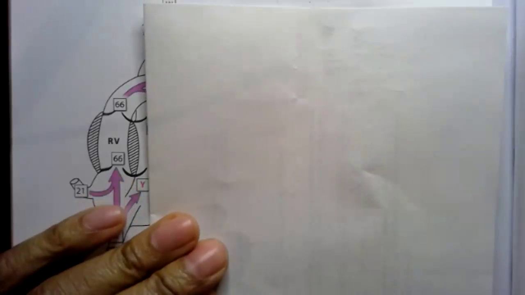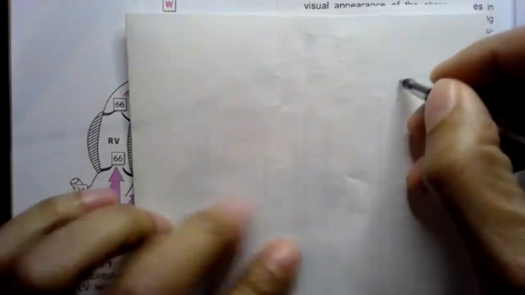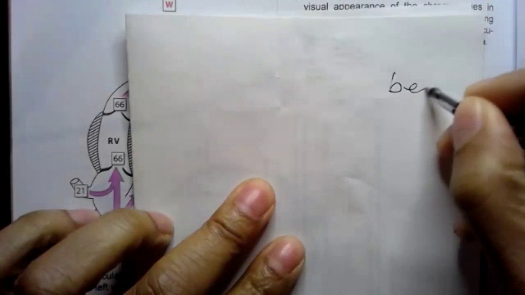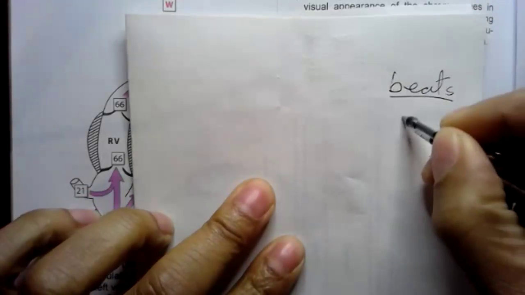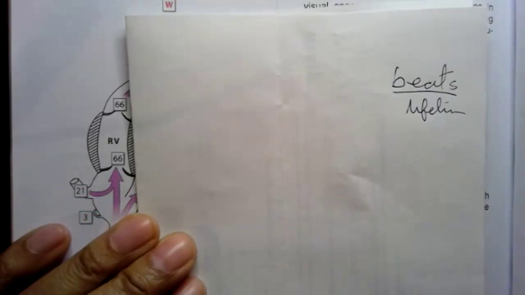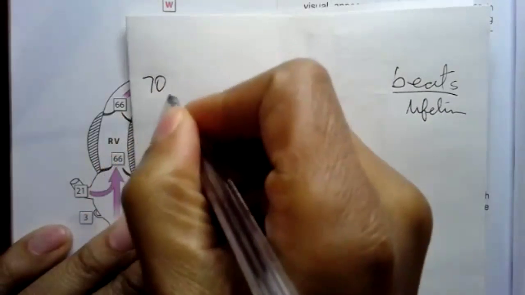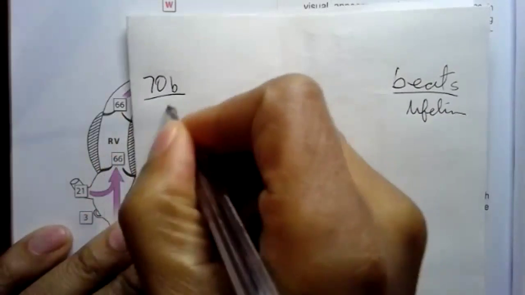So what we're looking for is beats in a lifetime. And so we're going to set up a calculation to get there. So what do we have? We have 70 beats per minute.